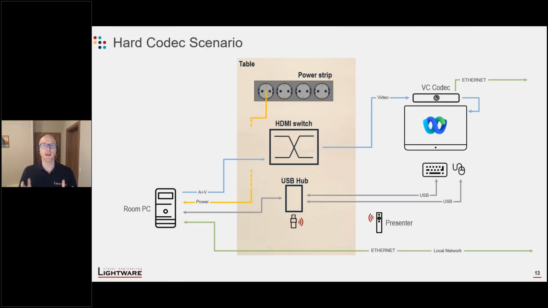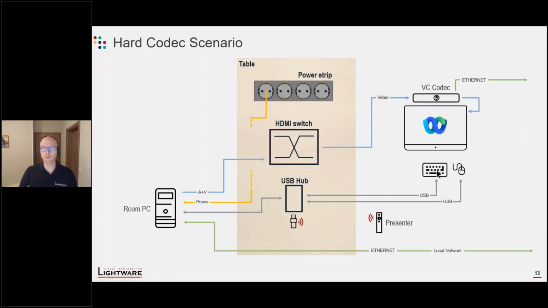So let's see a hard codec scenario. We have a table in the middle. There's most likely a power strip where people can connect their chargers. As I said before, there's more likely to have an HDMI switch.